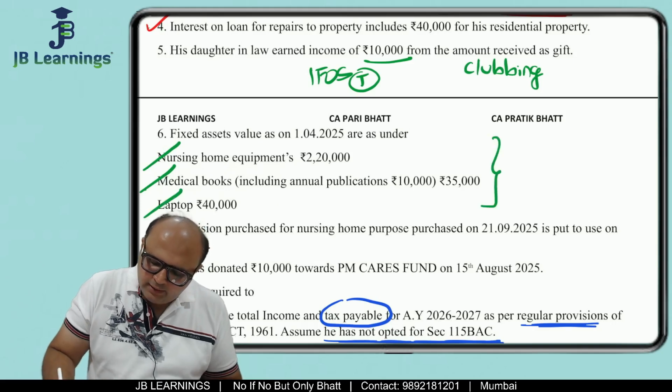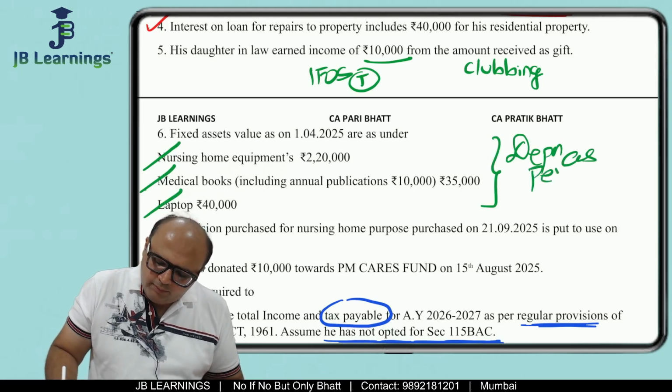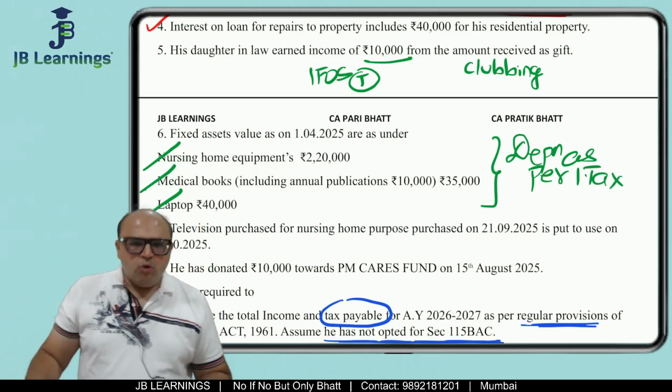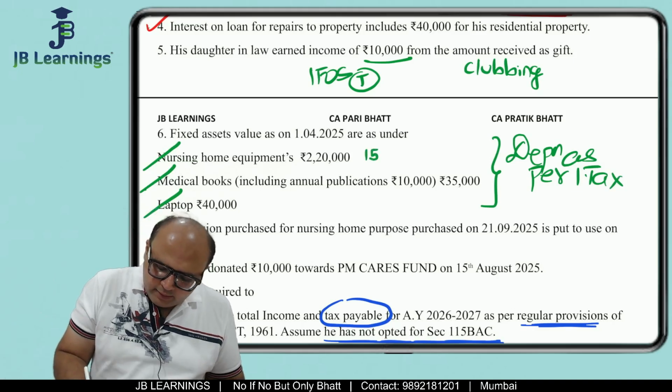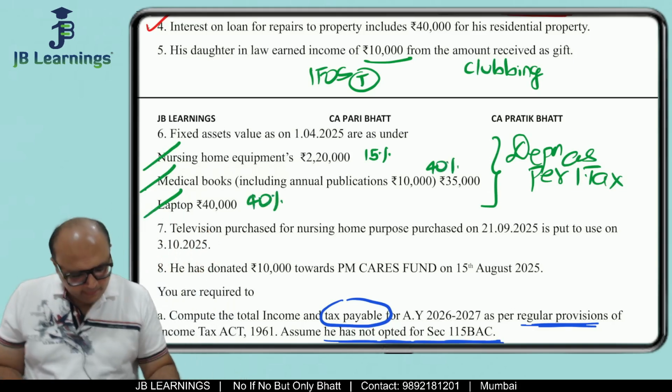Fixed assets: nursing home equipment, medical books, laptop. Friends, all this will help us in computation of depreciation. So we have to compute depreciation of income tax separately, even if we are following the direct method, right? So nursing home equipment, we can keep 15% depreciation. Medical books, 40% depreciation. Laptop also 40% depreciation.